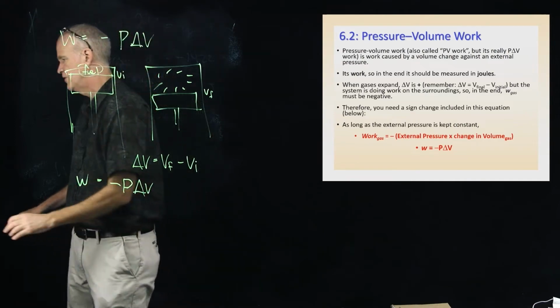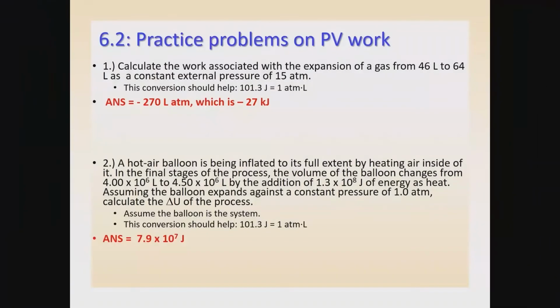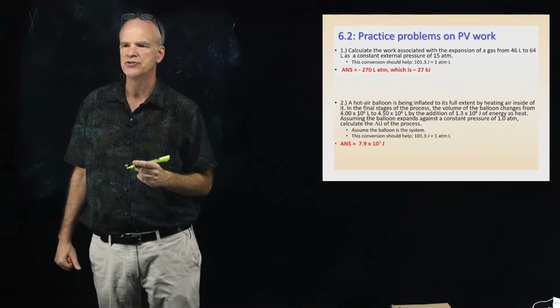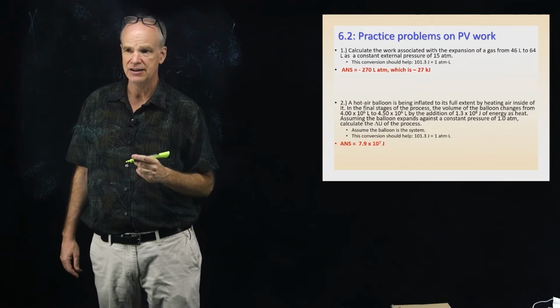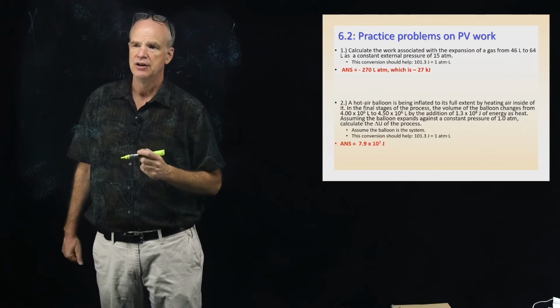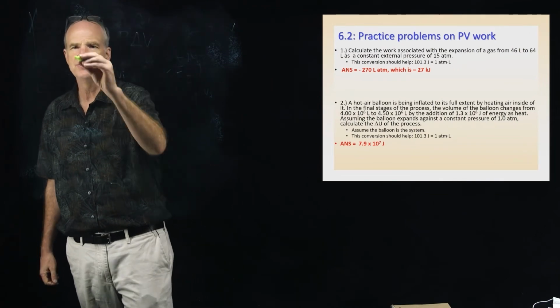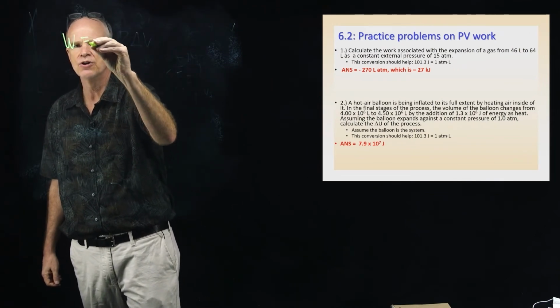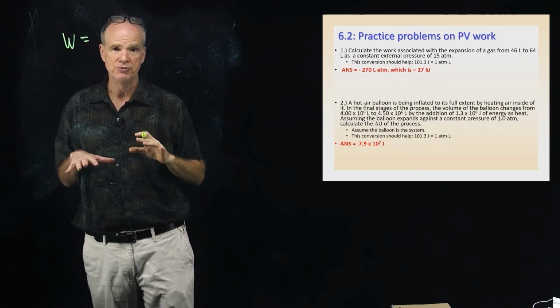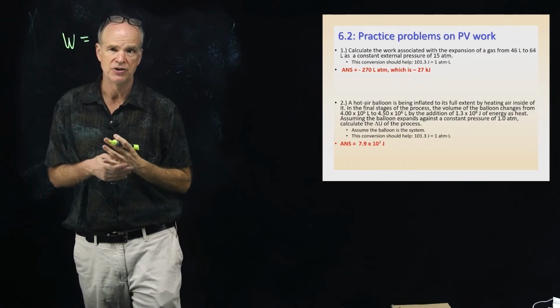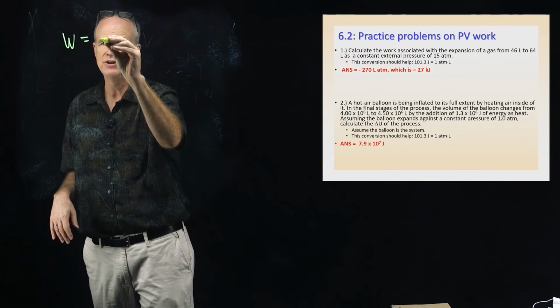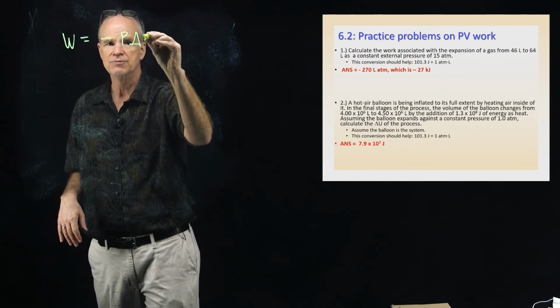Okay, so let's finish up here with a couple of problems. They're pretty simple. Calculate the work associated with the expansion of a gas from 46 liters to 64 liters at a constant pressure of 15 atmospheres. So what we have to do is calculate work from a situation where we're given some kind of pressure and a change of volume. The formula we use is W is equal to negative P times the change of volume.